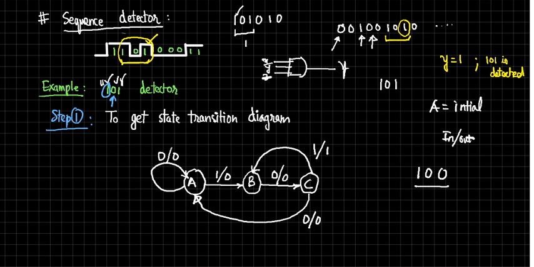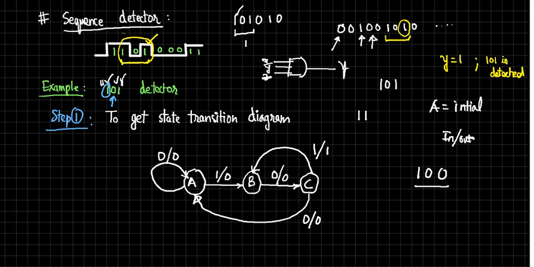Only thing left is B, okay? When B, the input is 0, it will jump back to the C, okay? What if the input is 1? That means, if 1 has been successfully received, and after that again 1 would come, then the next 0 would come, right? So it will retain the same state, right?